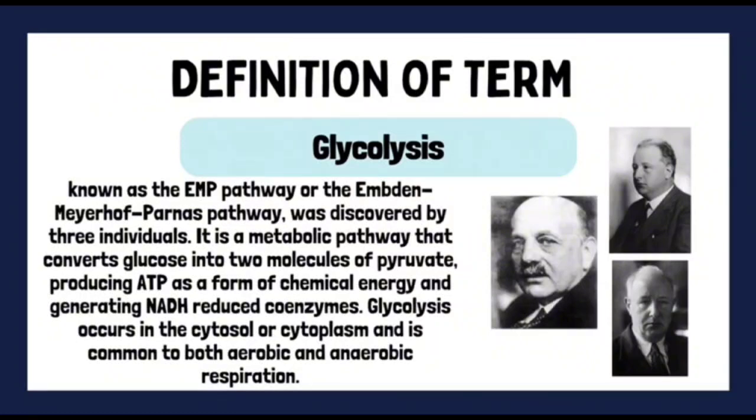Let us now present the definition of each, starting with glycolysis, also known as the EMP pathway or the Embden-Meyerhof-Parnas pathway, which was discovered by 3 individuals. It is a metabolic pathway that converts glucose into 2 molecules of pyruvate, producing ATP as a form of chemical energy and generating NADH-reduced coenzymes. Glycolysis occurs in the cytosol or cytoplasm and is common to both aerobic and anaerobic respiration.